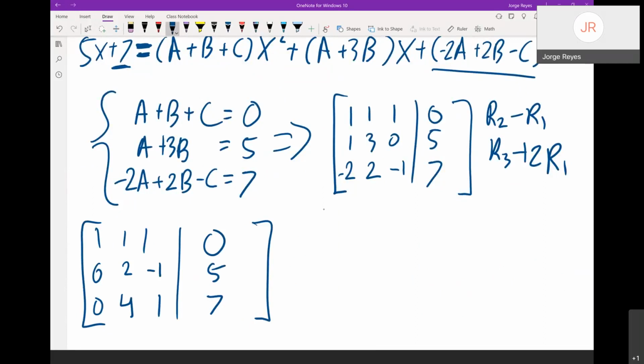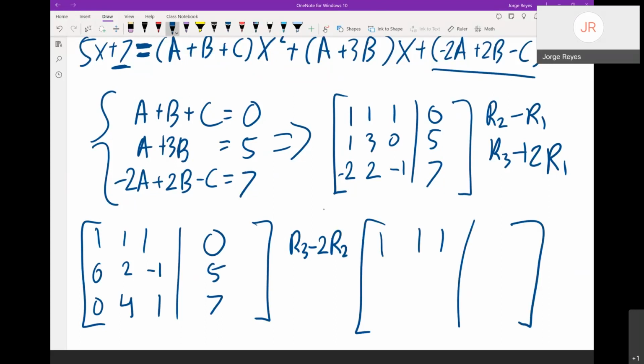Now I'm going to do row 3 minus 2 row 2. 1, 1, 1, 0, 0, 2, negative 1, 5, 0, 0. So I'm multiplying by negative 2, so it's going to give me positive 3, and then negative 10, so that's going to be negative 3.